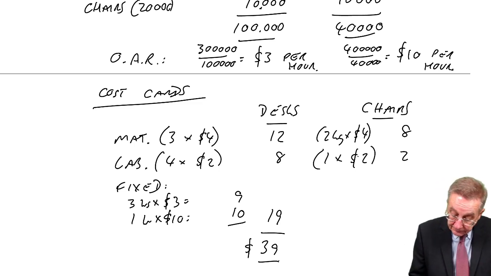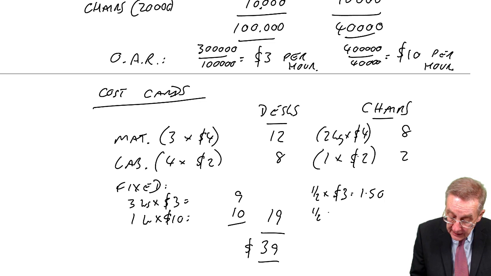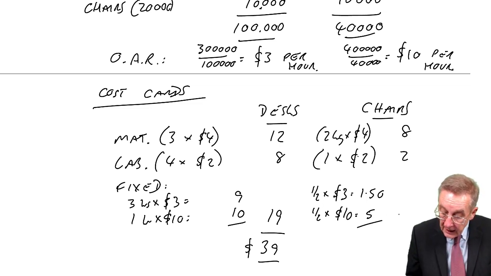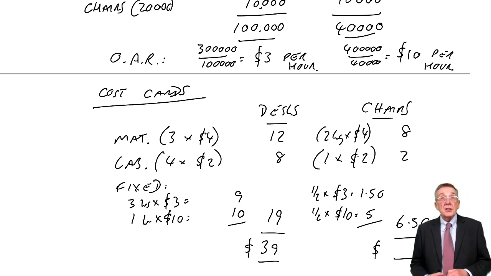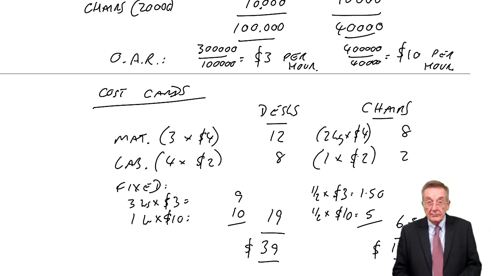What about chairs? They spend half an hour in assembly, where it's $3 an hour, so $1.50. They spend half an hour in finishing, and finishing is, sorry, I'm jumping ahead of myself, finishing is $10 an hour, so half an hour at $10 is 5. A total of $6.50. And so what's the cost per unit for chairs? $16.50. And there we are.